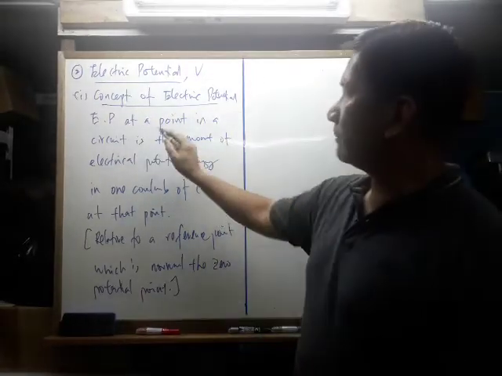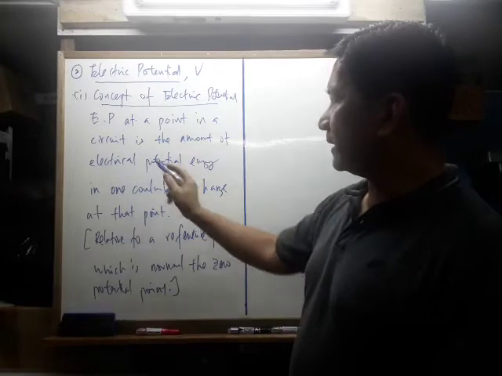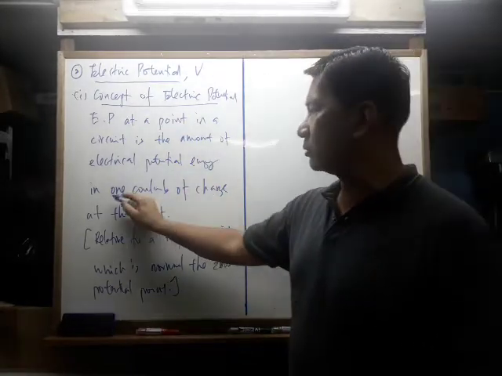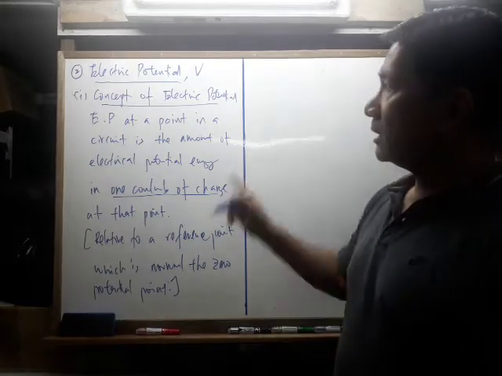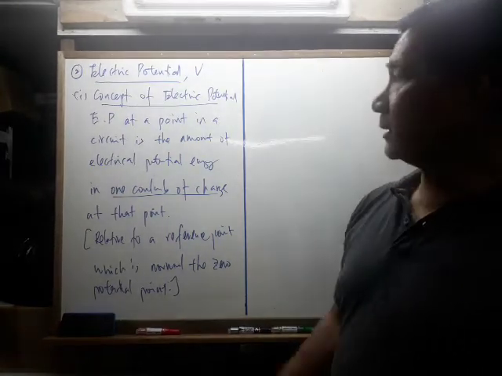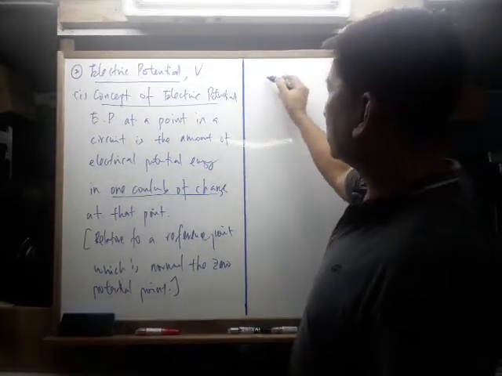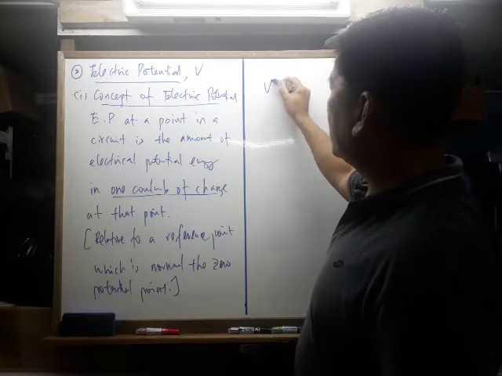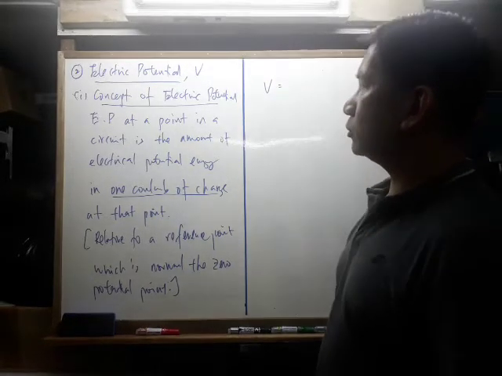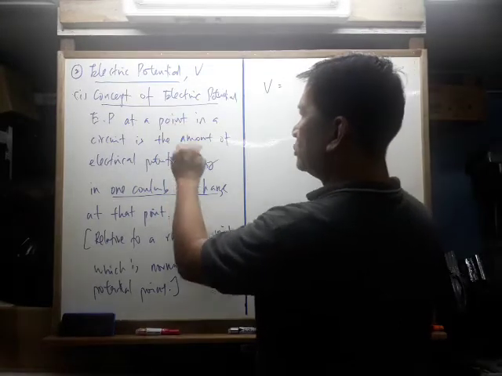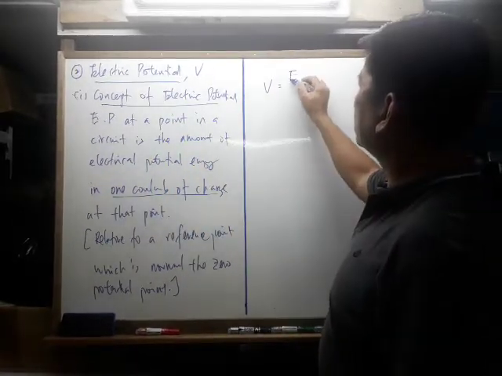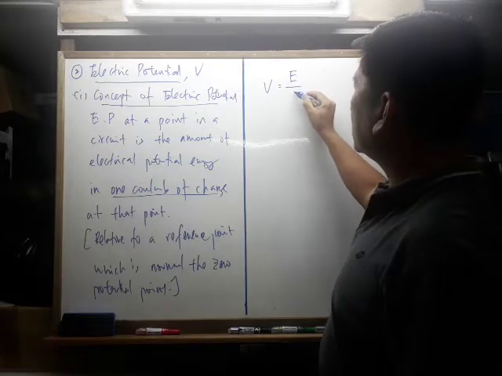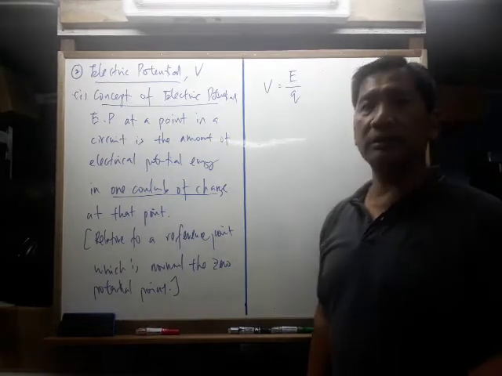So it is at a point in a circuit the amount of electrical potential energy in 1 coulomb of charge. It is per coulomb. So from here we can actually get a formula for the electric potential. The electric potential V is equal to the amount of electrical potential energy divided by the charge.